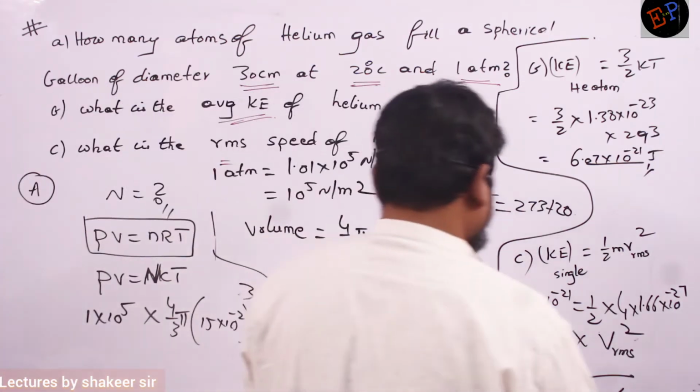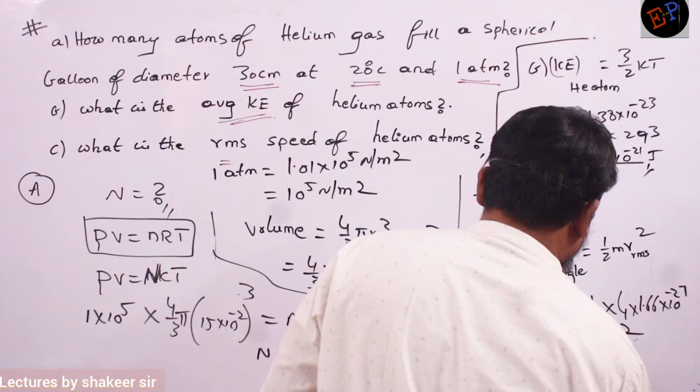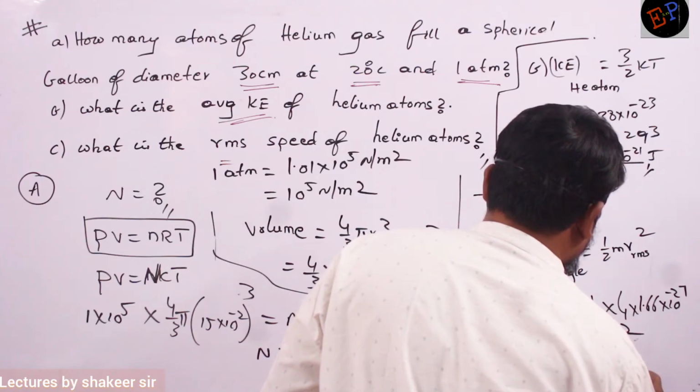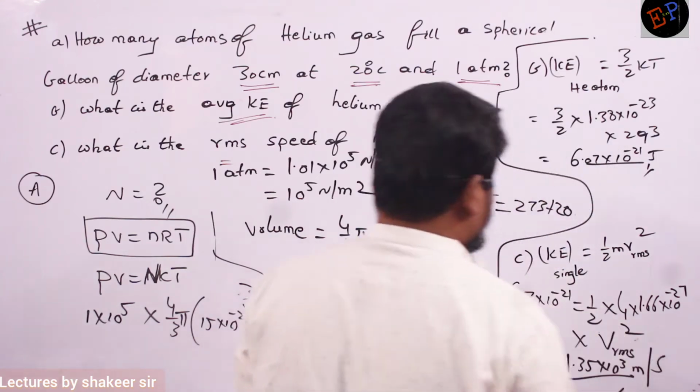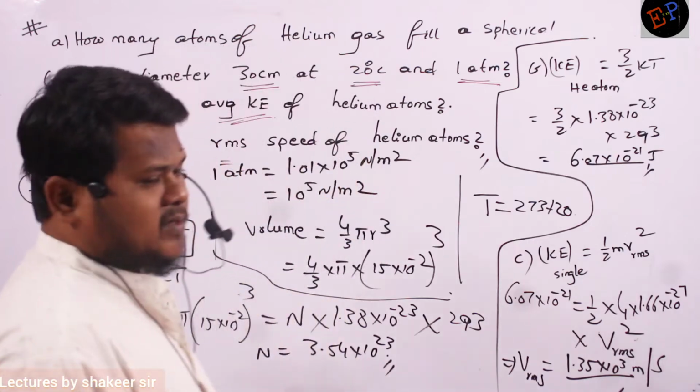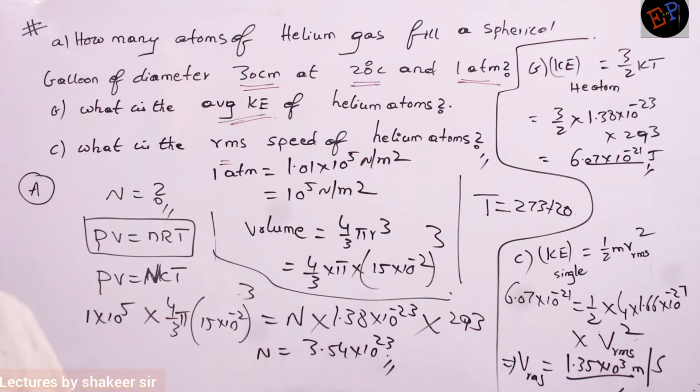1.35 into 10 power 3 meters per second, or you can write 1.35 kilometers per second also, okay?